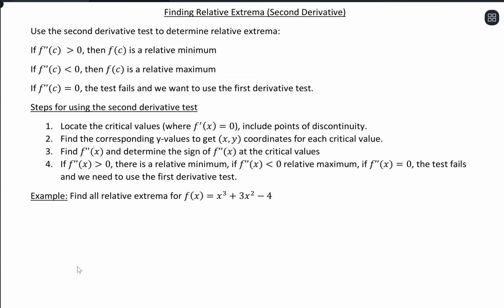I'm just going to say it at the beginning here. I really like the second derivative test. Yes, it's a little bit more work to get to the second derivative, but it feels a lot more direct in terms of the evaluation of whether it's a minimum or maximum.